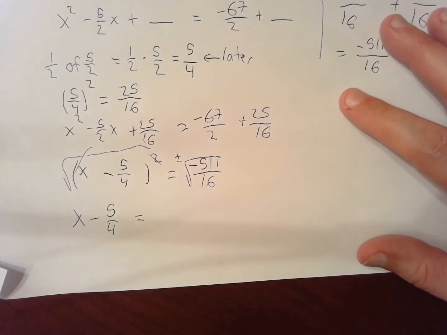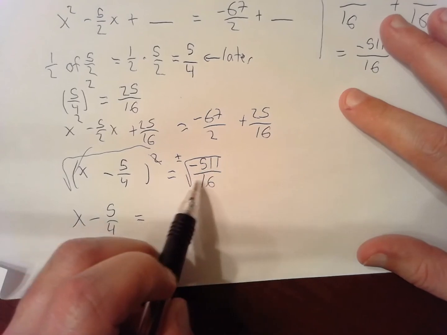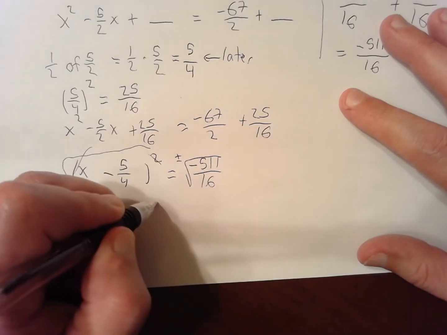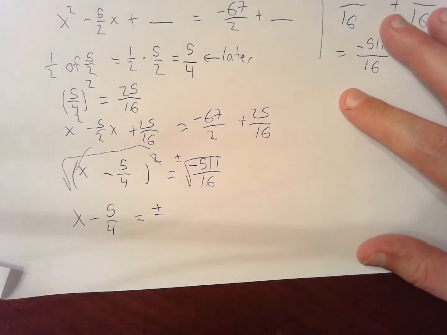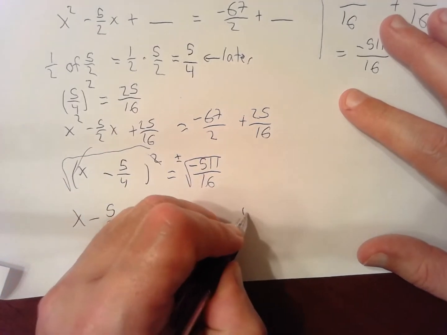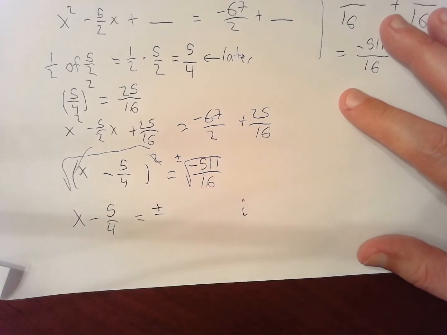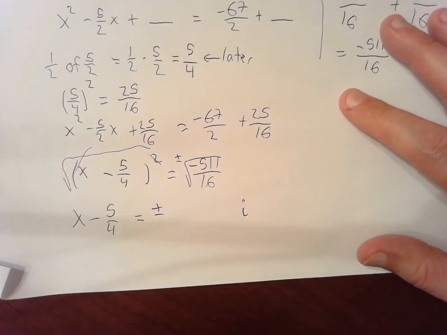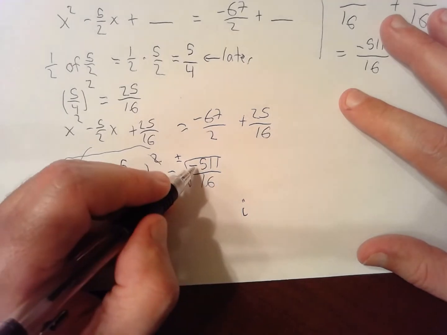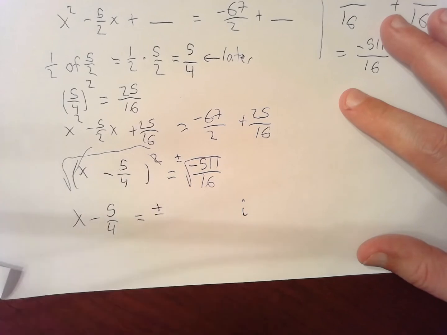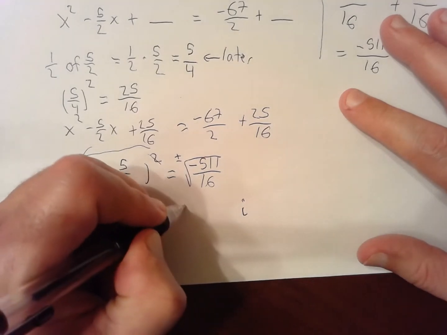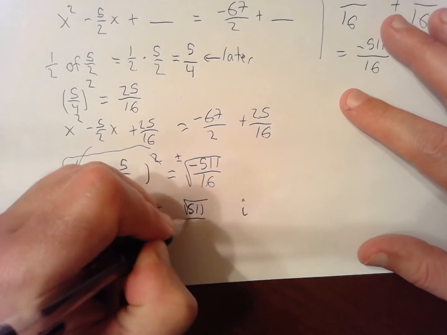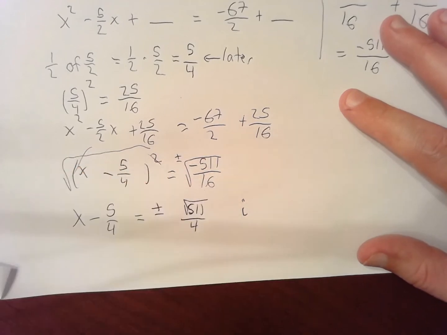On the right, I've got a few things going on here. Square root of a negative. Let's put our plus or minus. Square root of a negative is going to give me an i. Remember, square root of negative 1 is i. Square root of 511 I can't do anything with, so that's going to come along for the ride. But 16, I can take its square root. That's 4.